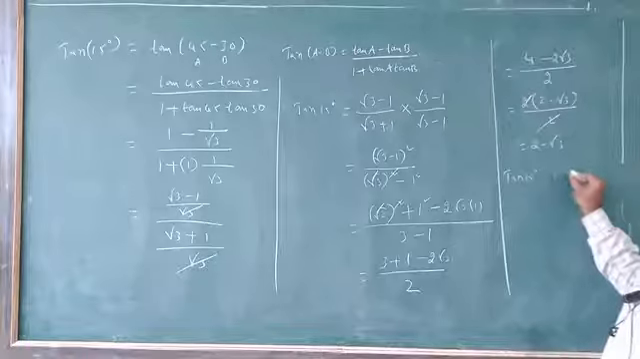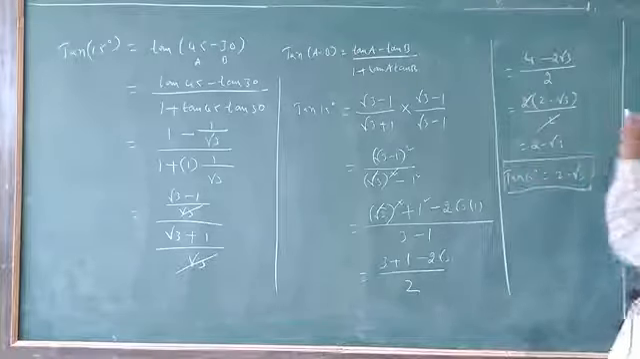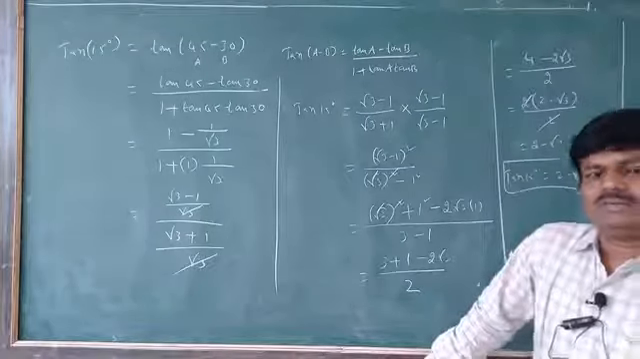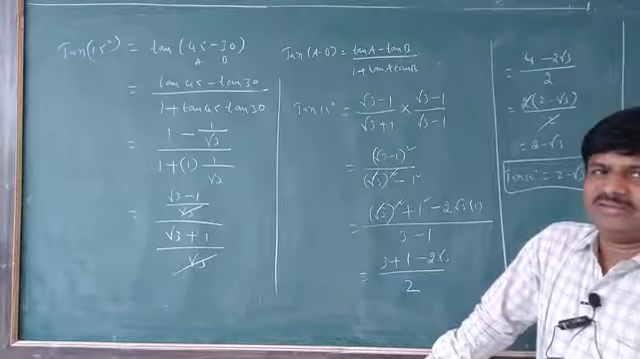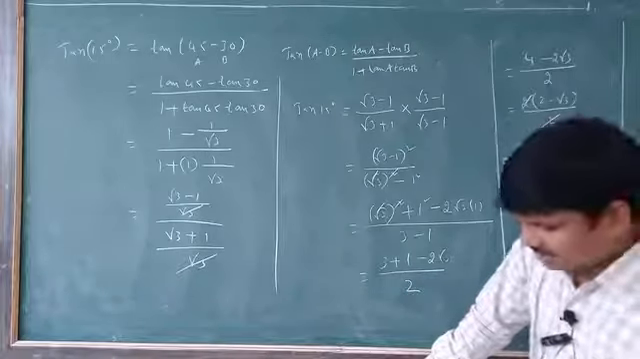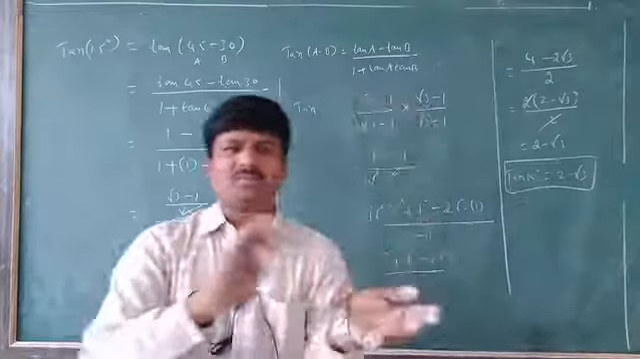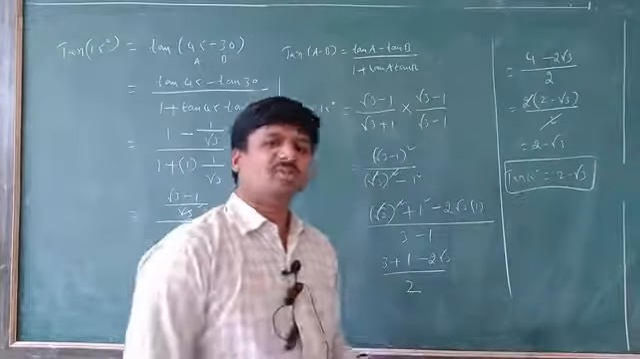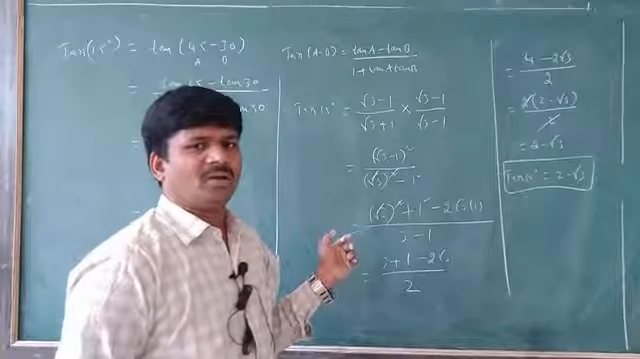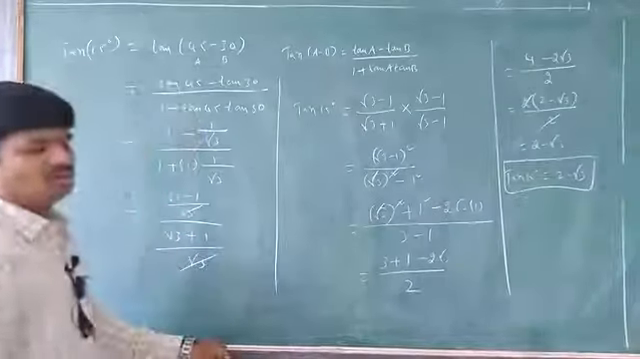Tan 15 degrees is equal to 2 minus root 3. In this manner we have to find the values. Whatever value we find, you compulsorily have to write it in standard form. Next, you have to use the formulas and simplify.